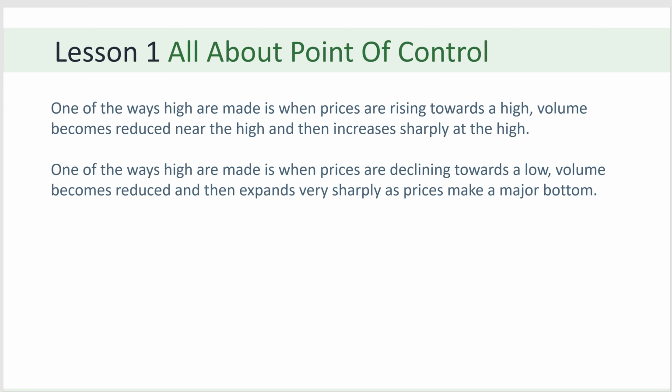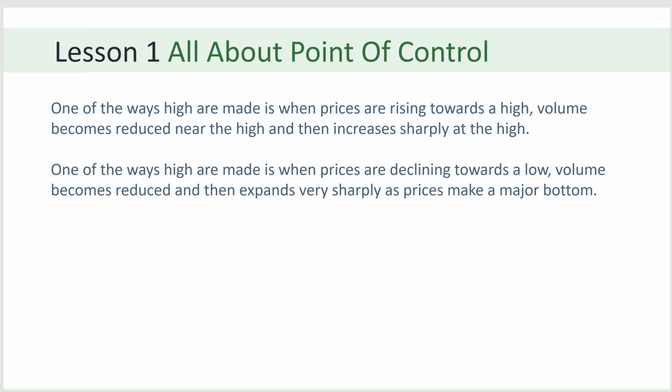So one of the ways highs are made is when prices are rising toward a high. Volume becomes reduced near the high, then increases sharply at the high. Now, again, that's not set in stone, but generally that's what happens, right? As you start going higher, what's happening? You're attracting sellers into the market. People are coming into the market and seeing these high prices and think it's a nice selling opportunity. That's what attracts the volume to stop the market from moving higher and start selling the market lower.